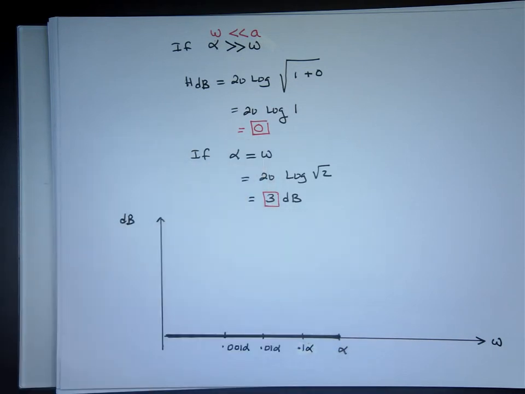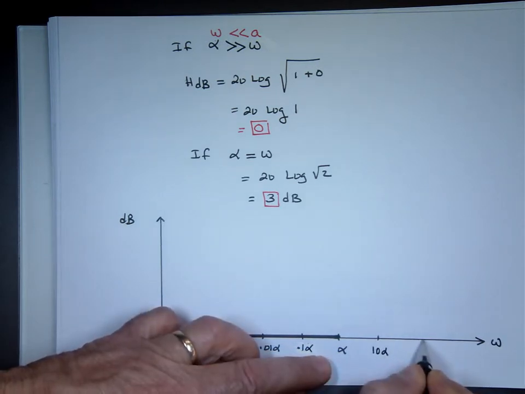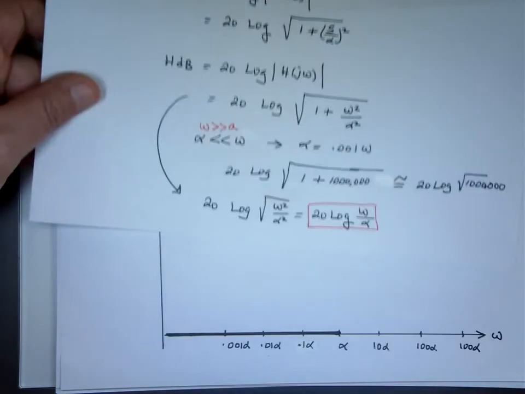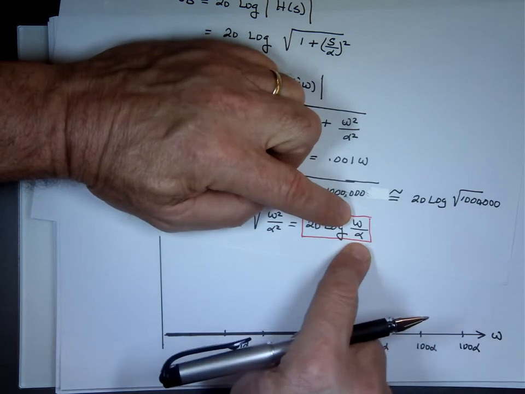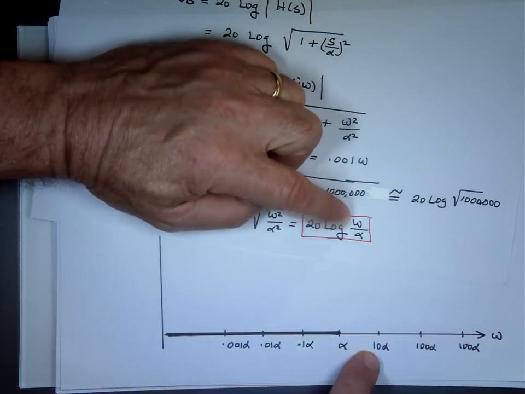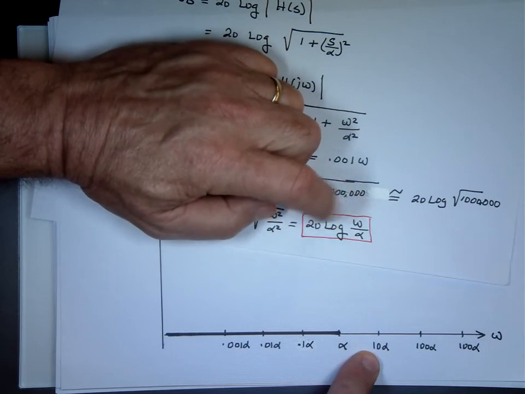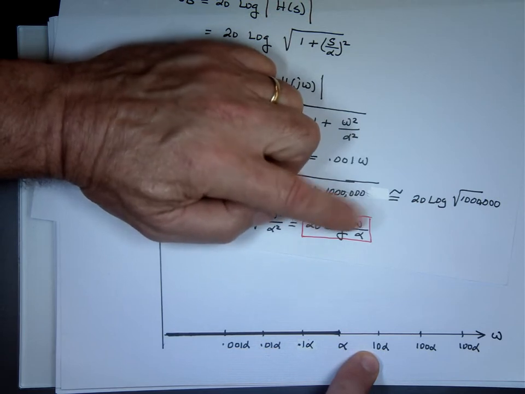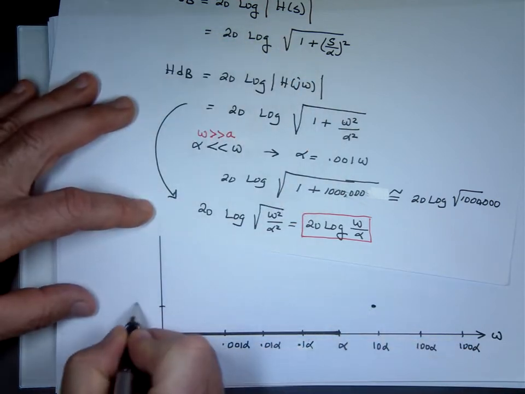What happens when W is greater than alpha? Like here we go, 10 alpha, 100 alpha, 1,000 alpha. Go back to this equation. When it's 10 alpha, that would be 10 alpha divided by alpha, that's 10. What's 20 log of 10? Log of 10 is 1 times 20, that'll be a 20. This is like 20 decibels here.